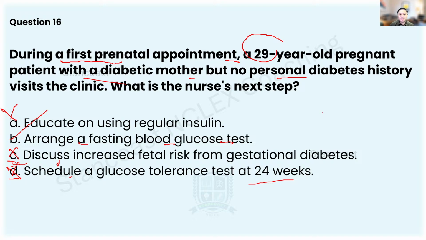Again, the scenario did not mention anything about the patient's history of diabetes, but her mother has diabetes. We don't have any clue yet if they really have a diagnosis. So first things first, we need to recognize that they need a screening. Early screening is important, which is basically scheduling them for a fasting blood sugar. That's the primary test that they should undergo. Okay? Let's have number 17.